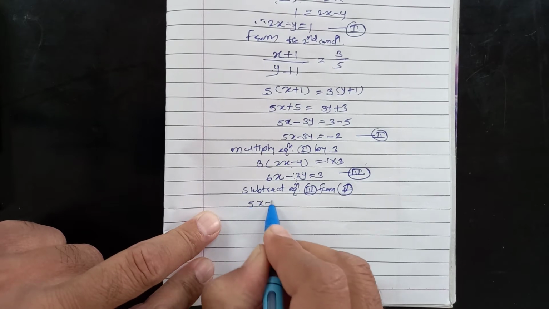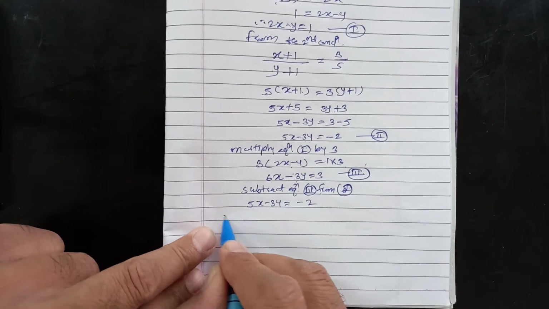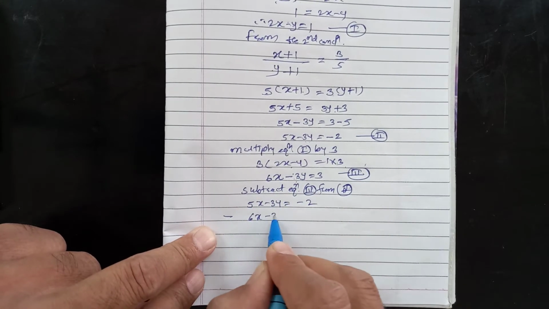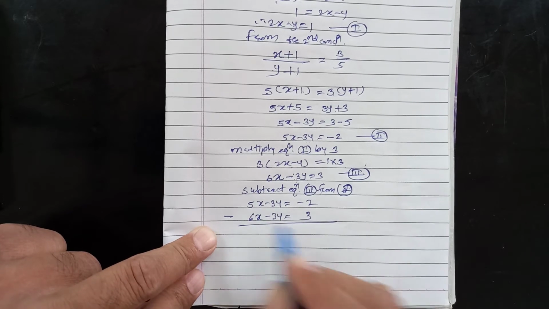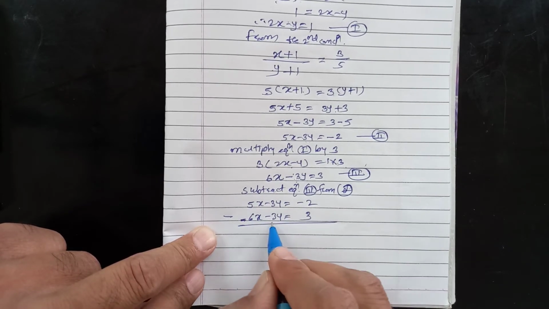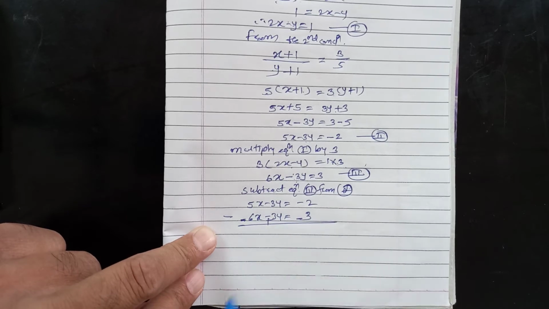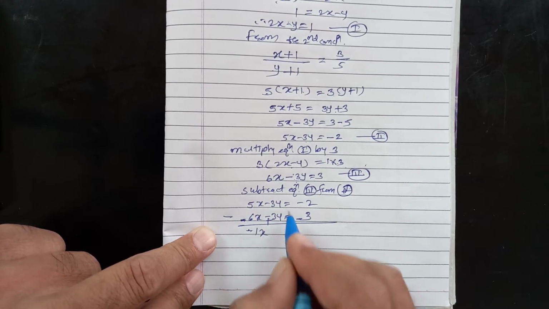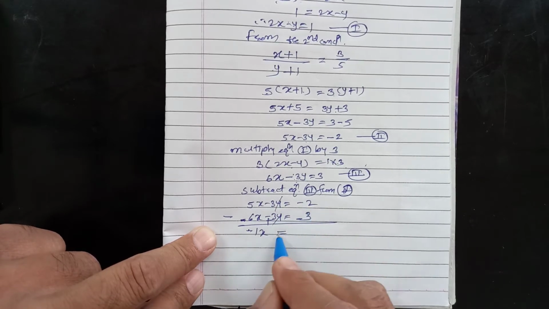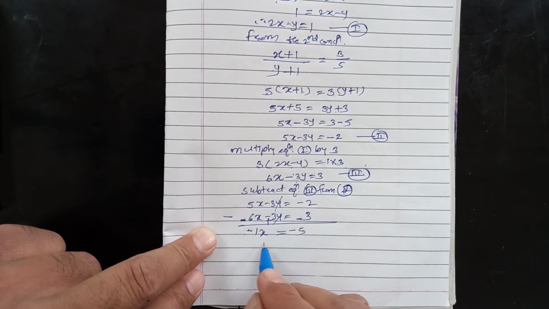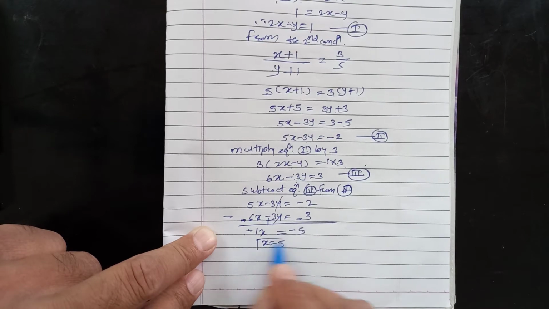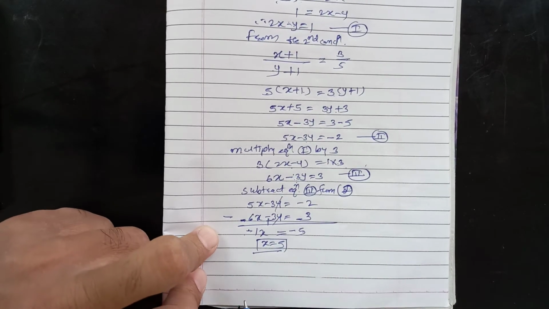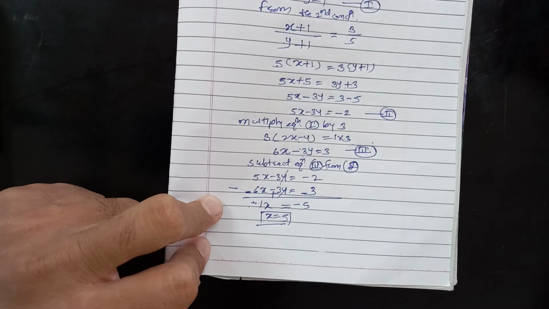So 5x minus 3y equal to minus 2, minus 6x minus 3y equal to 3. So this one plus becomes minus, minus becomes plus. Okay, 5 minus 6 is minus 1x, this y cancels, minus 2 minus 3 is minus 5, both sides are minus, so it becomes plus, so the value of x becomes 5. Okay, so x is 5, then put this value.